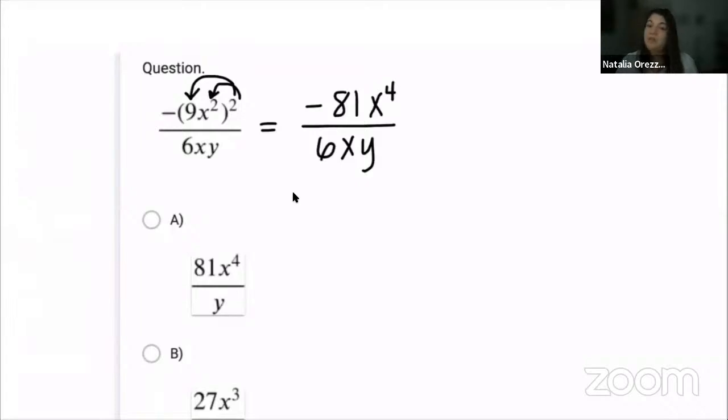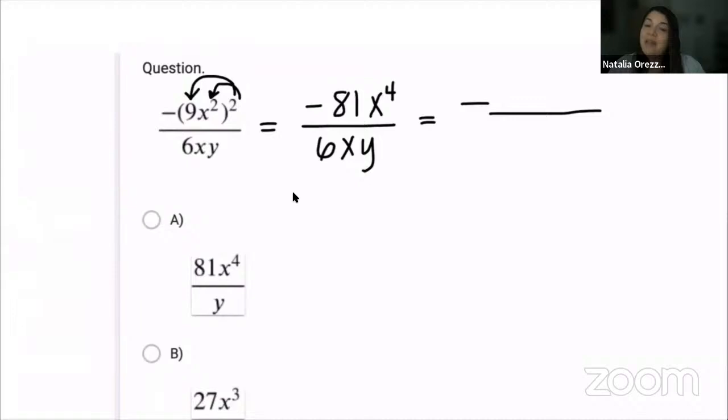Now that we've taken care of the top, we're going to go ahead and simplify the algebraic fraction. So the first thing we want to do is simplify the numbers. Now there's a negative on top, but no sign on the bottom. It's positive. So our sign actually stays the same, negative, like that. Then we're going to simplify the 81 and the 6, the two numbers.